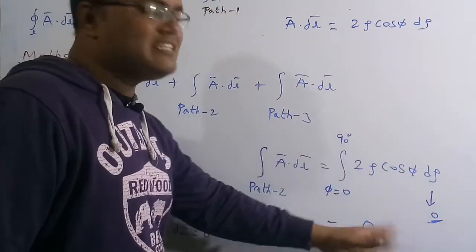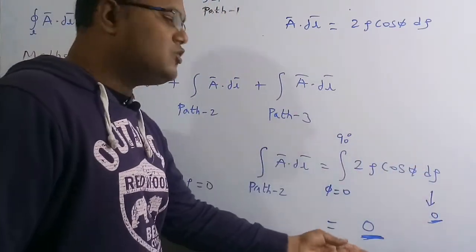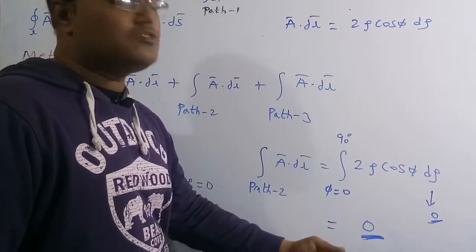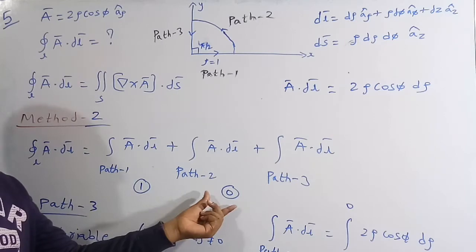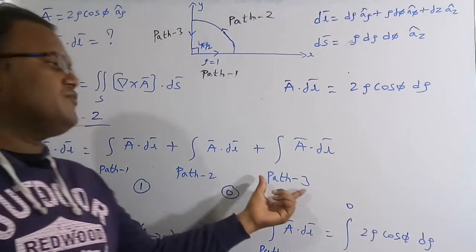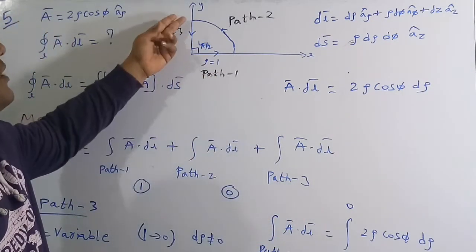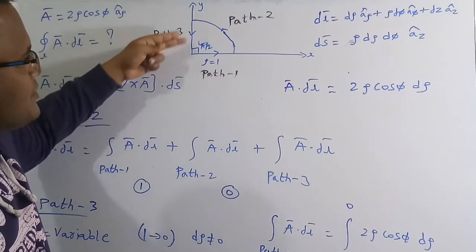0 into anything is again 0. Therefore the overall integral value for path 2 is equal to 0. So for path 1 we got the answer 1, and for path 2 the integral is 0. Now you have to go for path 3. So this is path 3, where you go from this point to this point.